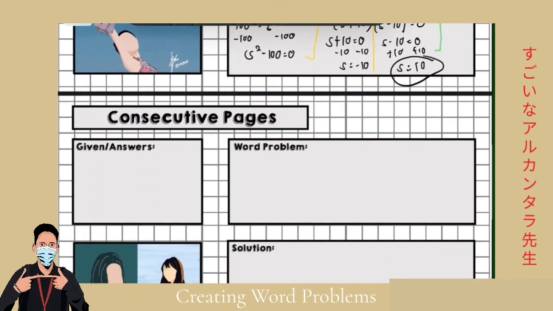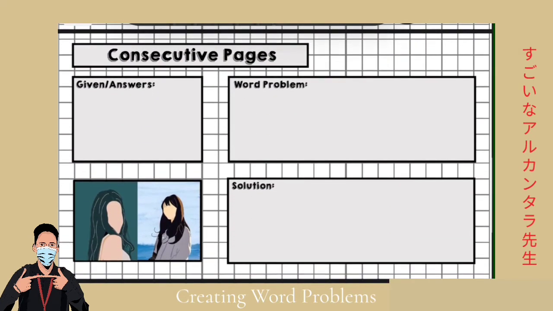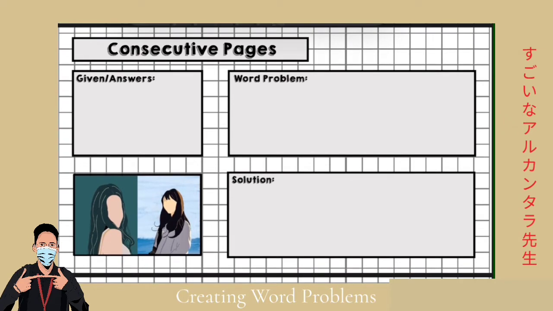Now let's deal with consecutive pages. So let's say that we have two characters this time. We have Joy and Irene. And let's think of a different book that they might read. So let's say they're reading a certain book. I think they've read the book Kim Ji-young, born 1982.